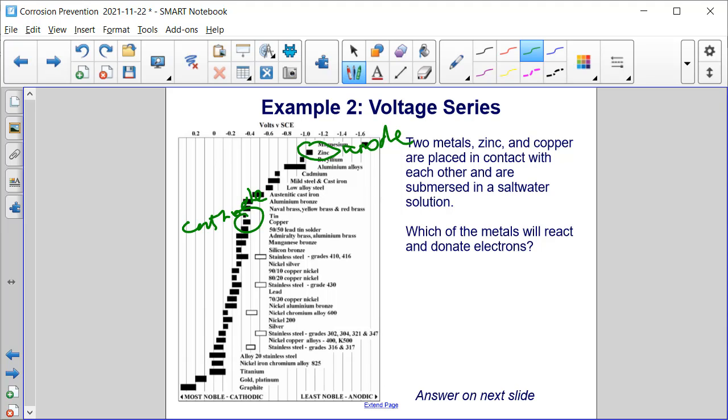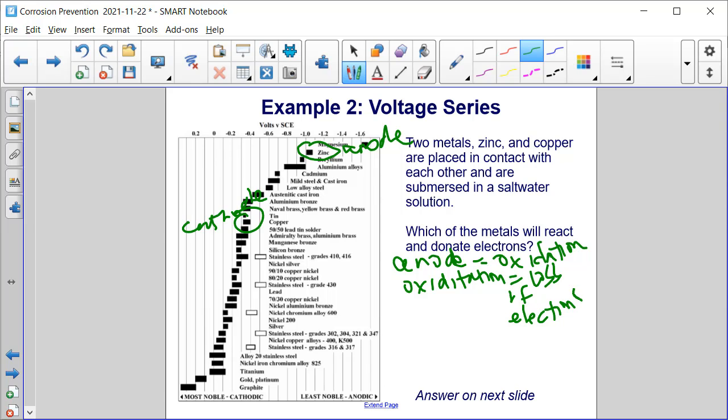So here's what we have to remember. At the anode is where oxidation occurs. Okay, and oxidation is a loss of electrons, right? And so that is the metal that will lose its electrons or react, in this case, to donate its electrons. So based on what we did in the previous example, determining which would be the anode and which would be the cathode, we can say that zinc will be the metal that reacts to donate its electrons.